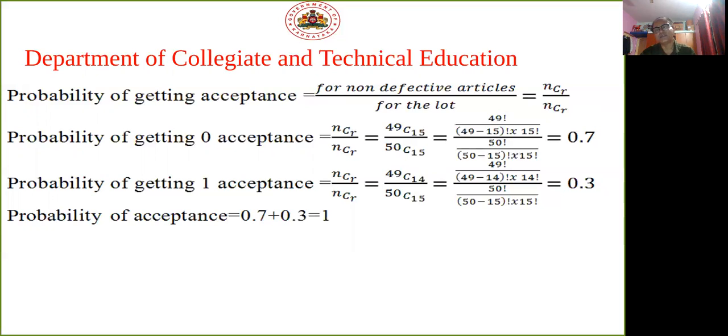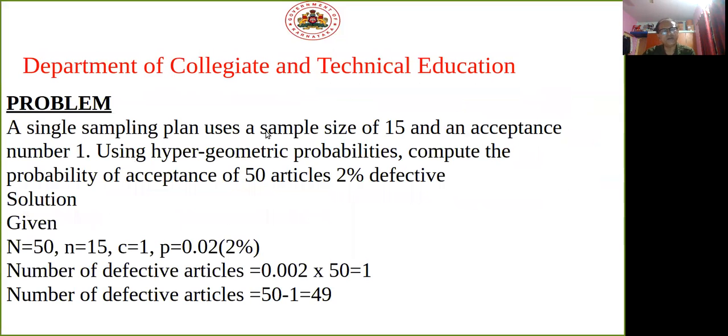This NCR stands for the whole lot. In the whole lot, how many items are there? There are 50 items. So in the denominator, N stands for the 50 articles, but R stands for 15, which is the sample size. And we have to see here that the value of C is 1.